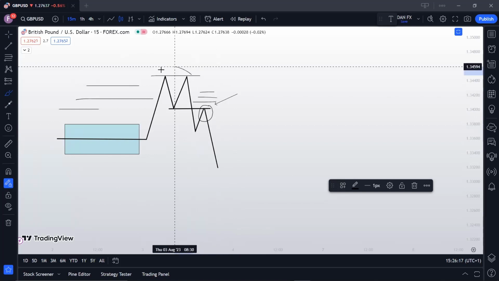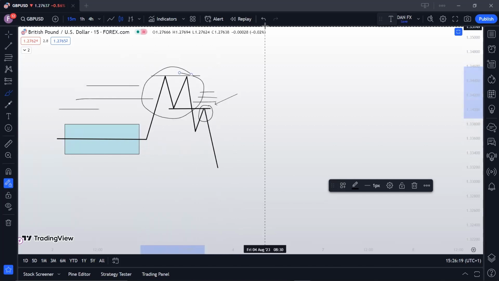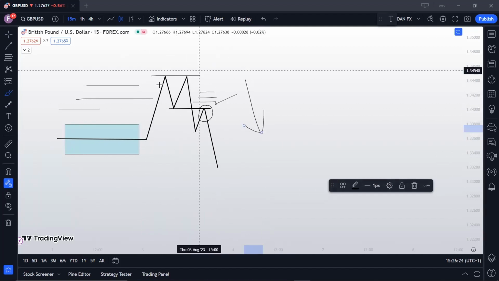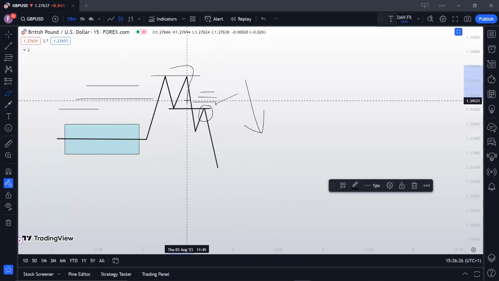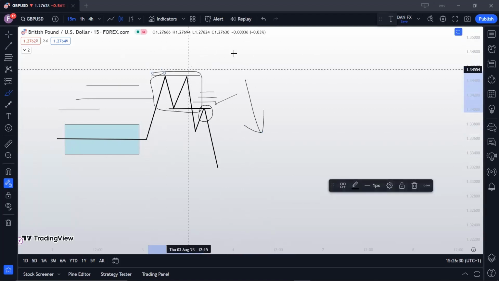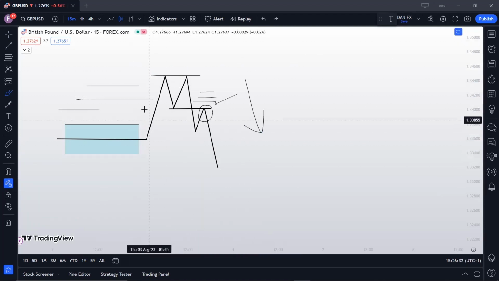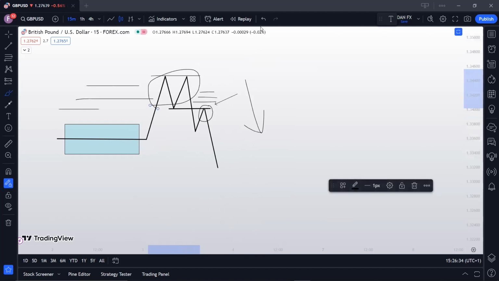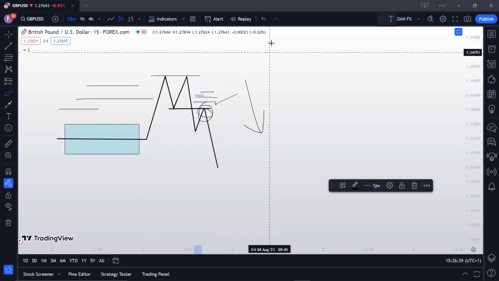So this M formation confirms that the market is about to go down. Market makers have finished trapping the people who bought in here. They have trapped people in this block here, and then shifted out and came back for a pullback. Then you enter here, put your stop losses here, and the market continues down.